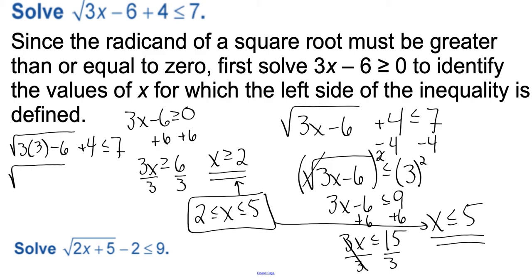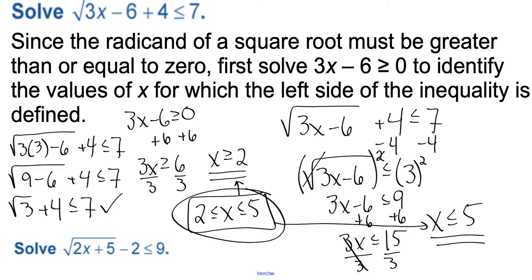So this would be square root of 9 minus 6 plus 4 less than or equal to 7. So we got square root of 9 minus 6 is going to be a 3, plus 4 less than or equal to 7. So you should be able to kind of rationalize through this. The square root of 3 is definitely not going to add to 4 and get me above 7. So yeah, this one checks out. Square root of 3 is like 1.8, I think. So 1.8 plus 4 is going to be about 5.8. So yeah, that checks out. Everything's less than 7. So this is going to be our answer right there. Okay? That's how you do square root inequalities.